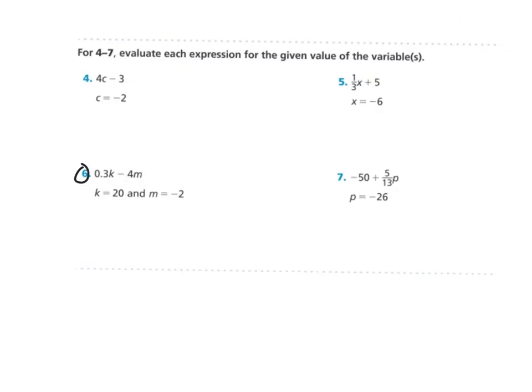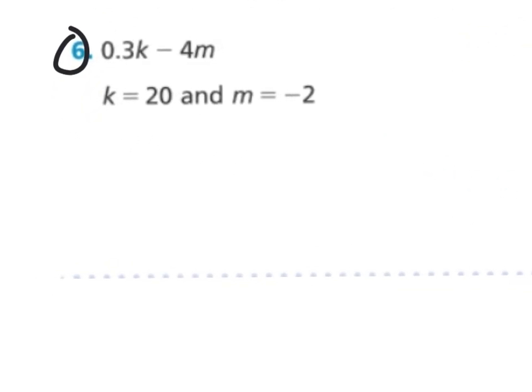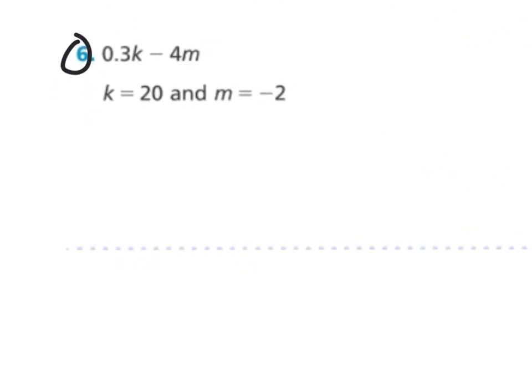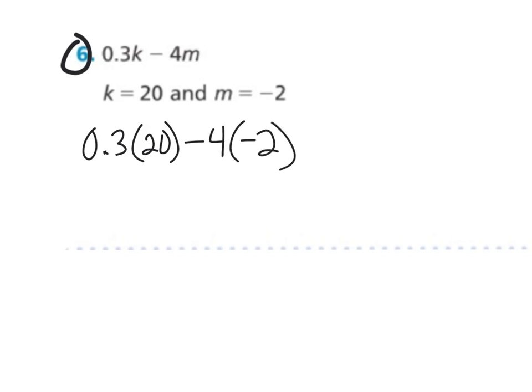The next section, they want us to evaluate each expression for the given value of the variable or variables. So if we just look at number 6, this is an example of one where we have to substitute for two variables. So in this case, k is 20 and m is -2. So multiplication is going to come before the subtraction here. So 3/10 times 20 would be 6. 3/10 times 10 would be 3, so double that would be 6.